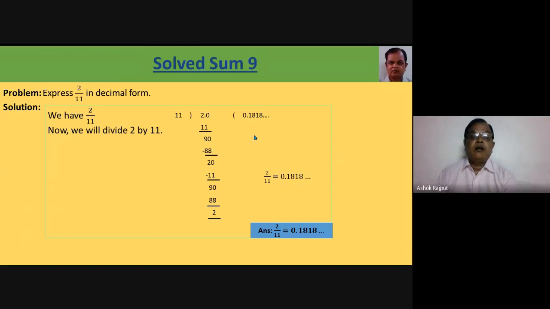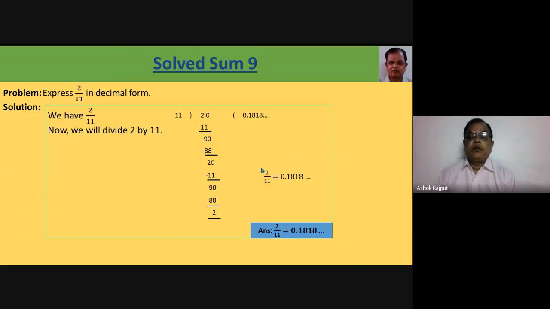So 11 eights are 88. When we subtract it, we find 2, and we can take a 0 and it will be 20 also. So 11 ones are 11, then find the difference. The difference is 9 and we can put in a 0. So again we will divide it, 8 times. 11 eights are 88 and the remainder is 2. So we are seeing it continues, 9, 2, 9, 2. So it continues up to infinity.